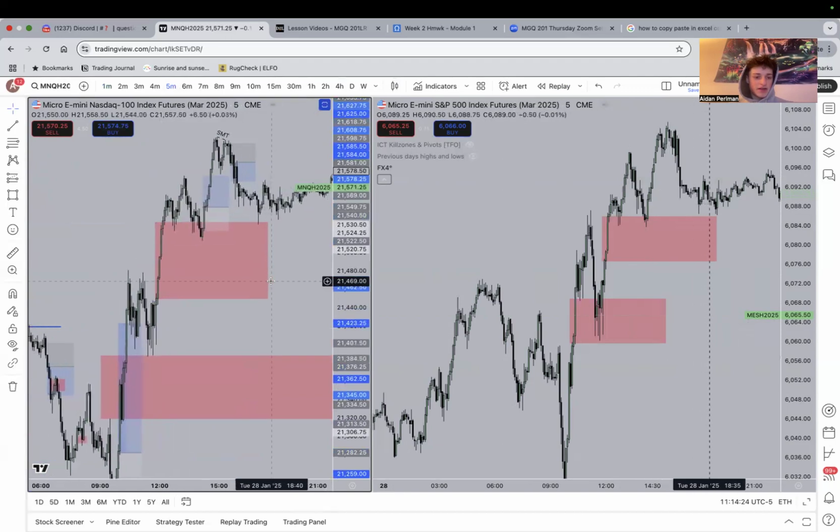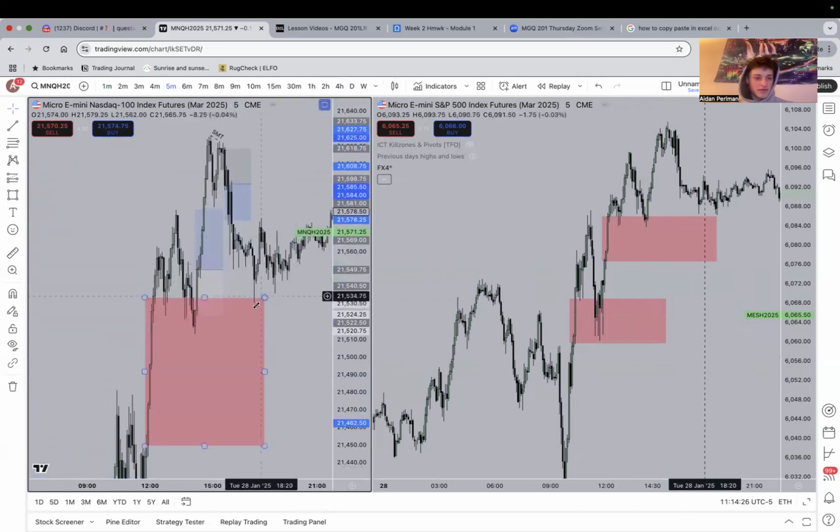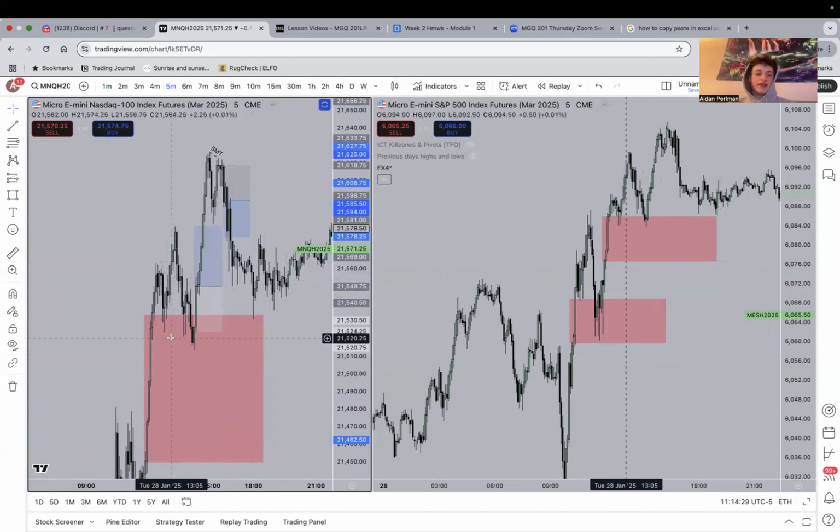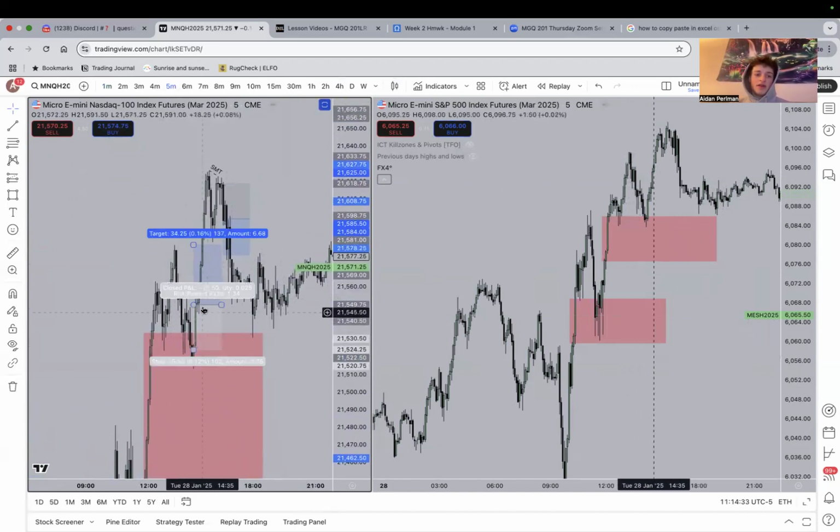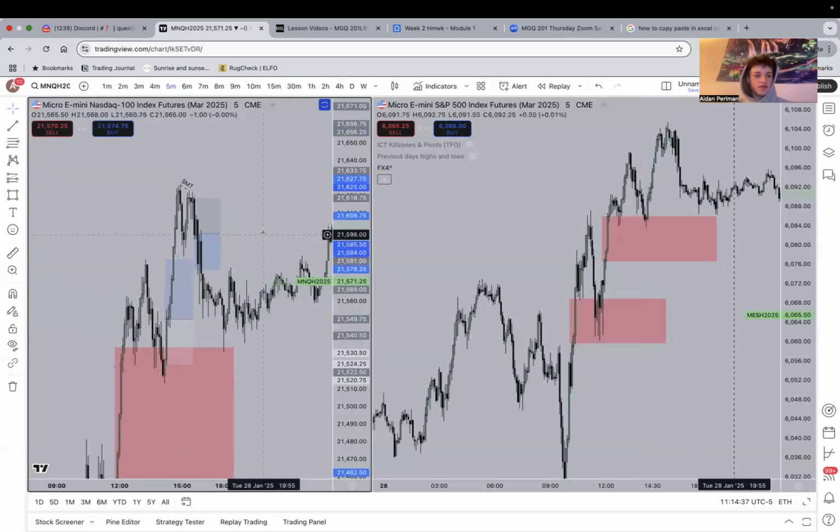I'm fine with that, because we get something like this again. It's the same exact setup. We sweep liquidity. We're inside of a gap, and we inverse a 5-minute gap. You take it to those highs, super clean, right?